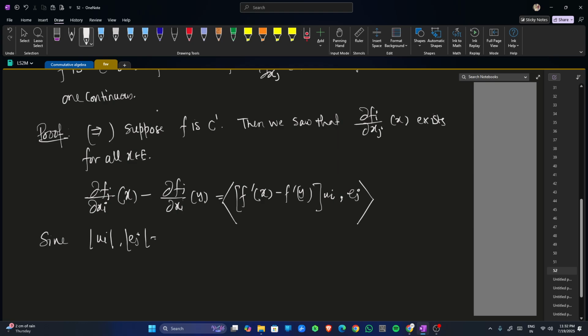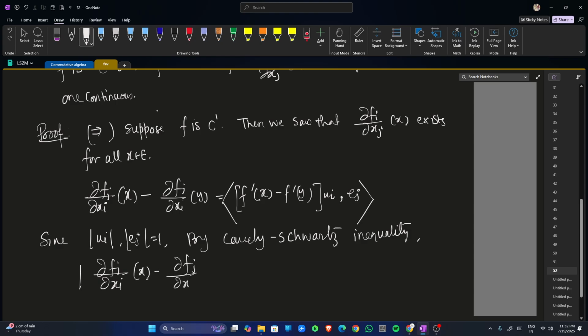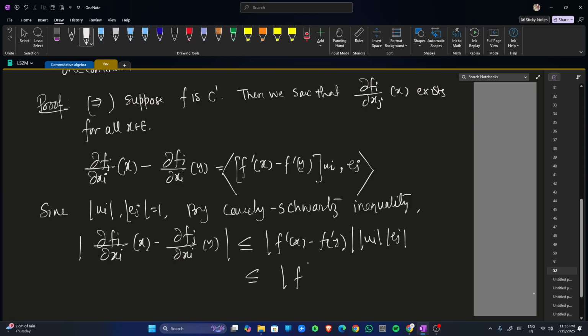Now by Cauchy-Schwarz inequality, the norm of del f_j del x_i applied at x minus del f_j del x_i applied at y is less than or equal to the norm of f prime of x minus f prime of y, times u_i and e_j.